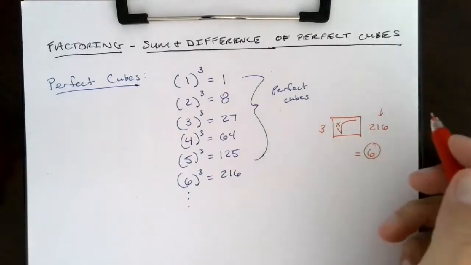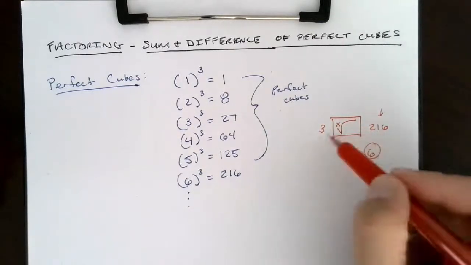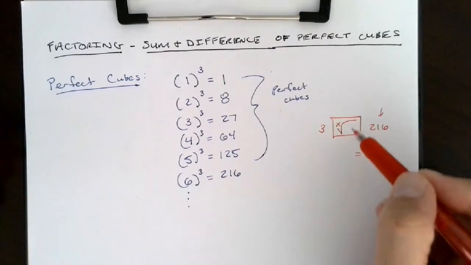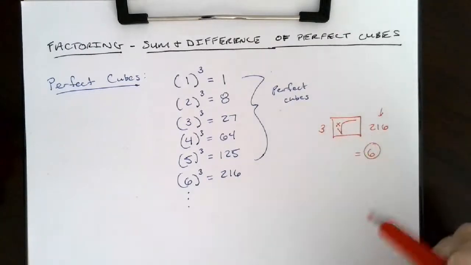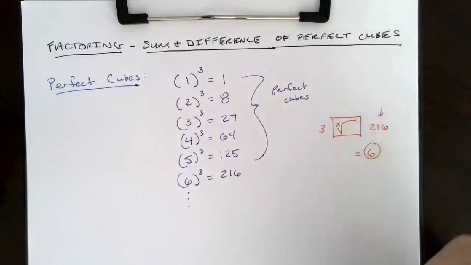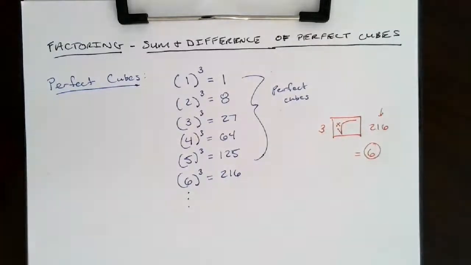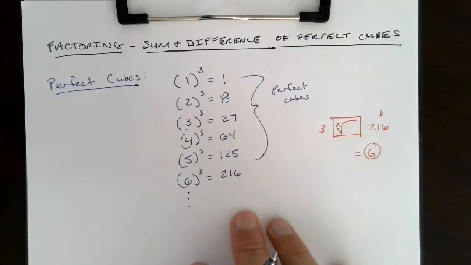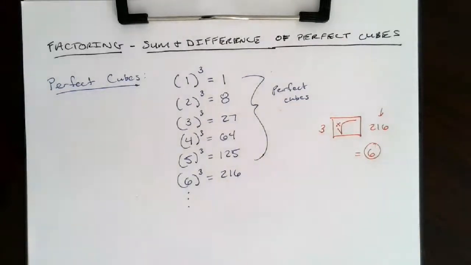If your calculator doesn't display everything on the screen, you might have to type this in backwards. You might have to type in 216, then hit the button, then hit the root, and then it'll give you 6 out. You'll have to practice that on your own because everyone has different calculators. So for a value to be a perfect cube, it's a number times itself 3 times.